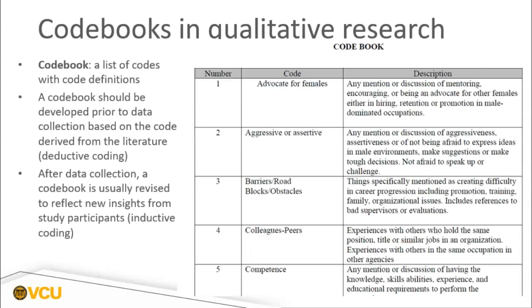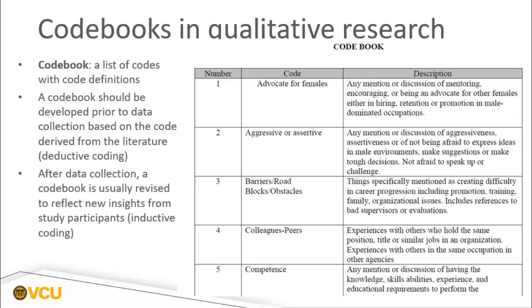It's a good practice to develop a codebook to analyze qualitative data. A codebook is a list of codes with code definitions, which allows researchers to keep track of how codes are being used to make sense of the data. Typically, you would develop a codebook prior to data collection based on code definitions that come from the literature review. An example of such a codebook is shown on this slide.